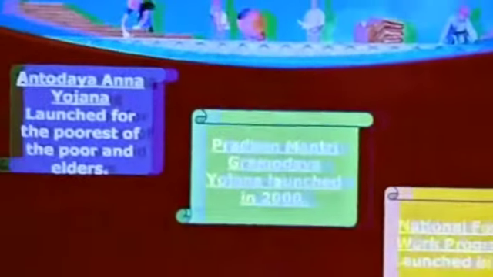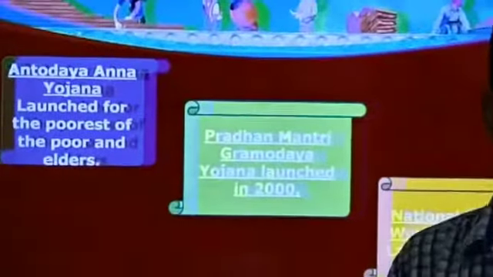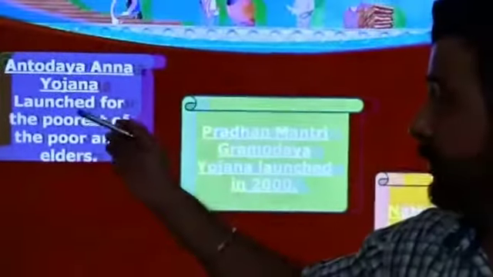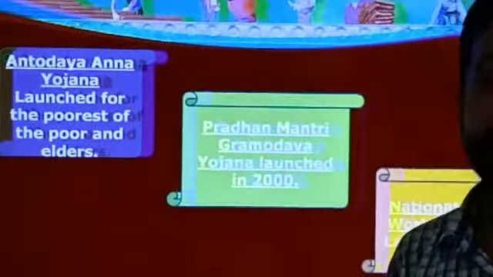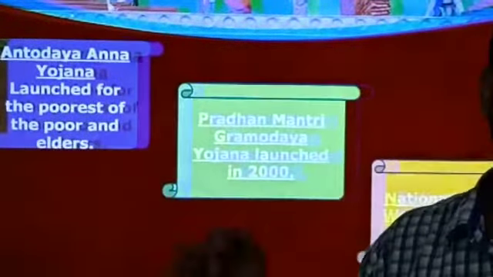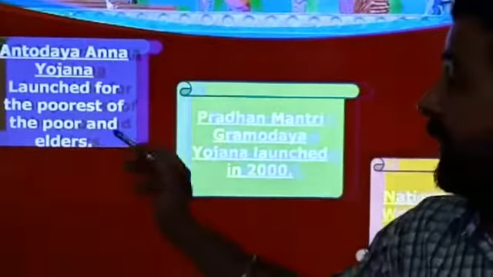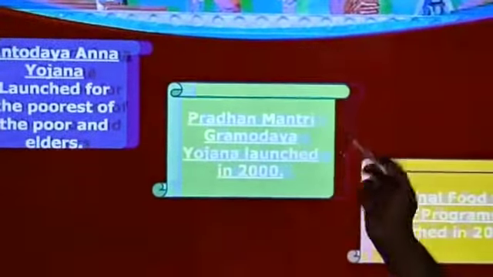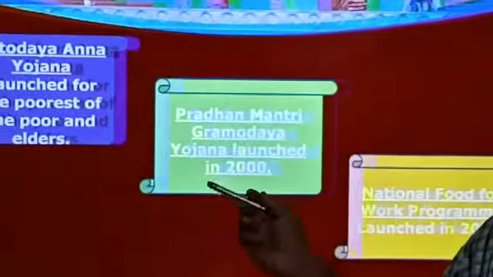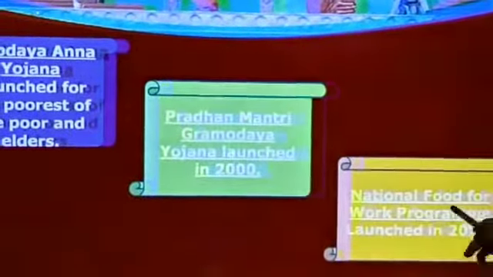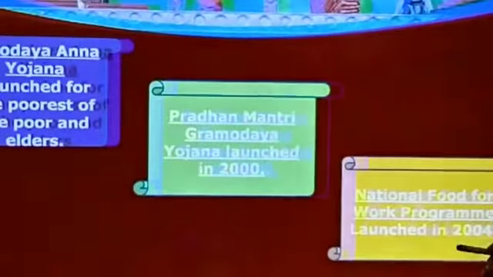Now next, Antyodaya Anna Yojana. Its short name is AAY. It was launched for the poorest of the poor and elders. Who are the poorest of the poor? Like women, the girl child and elders also. After that, next is Pradhan Mantri Gramodaya Yojana. It was launched in 2000. The next one is National Food for Work Program. It was launched in 2004.